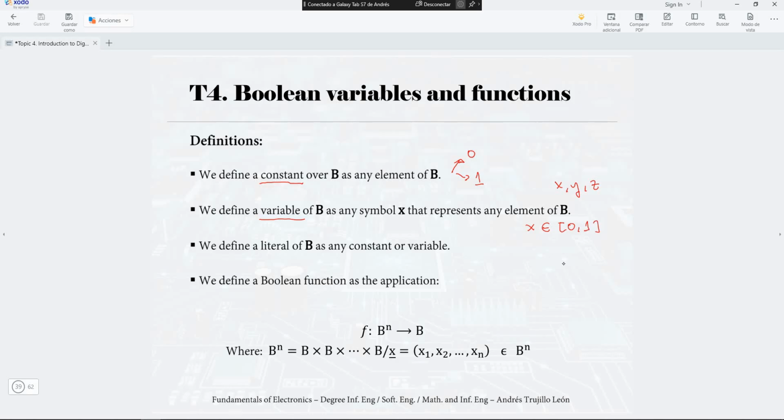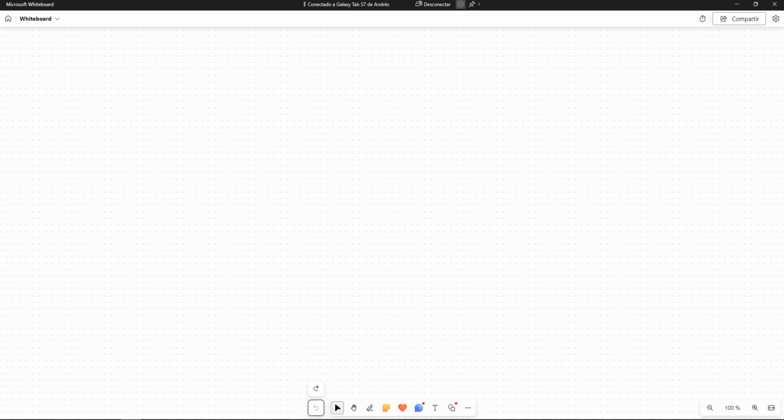The concept of literal is important because we are going to use it later. A literal is going to be either a constant or a variable. So a literal can be, for example, 1, 0, x, z, etc. And we have a Boolean function as the following application. It's quite simple, but I'm going to write a little here to develop the concept of a function.